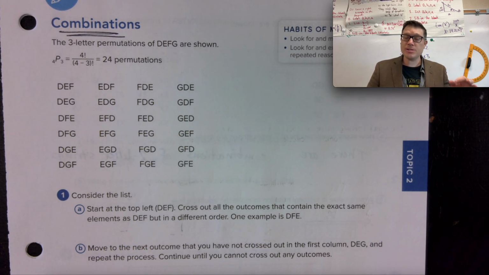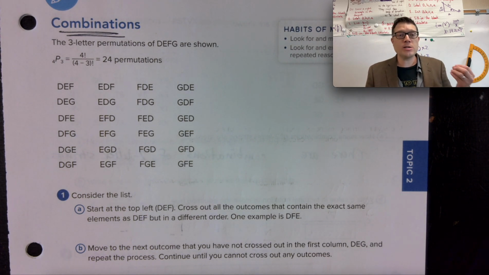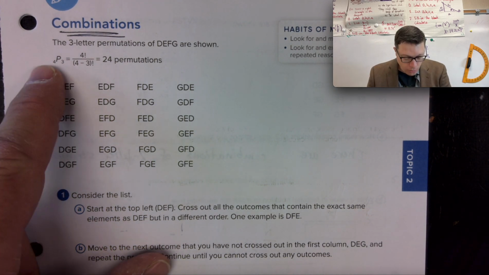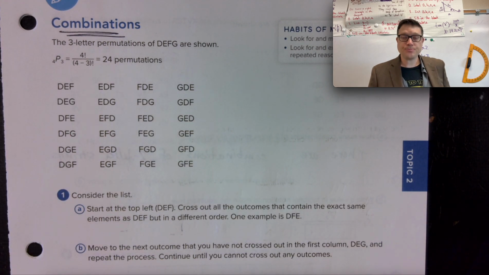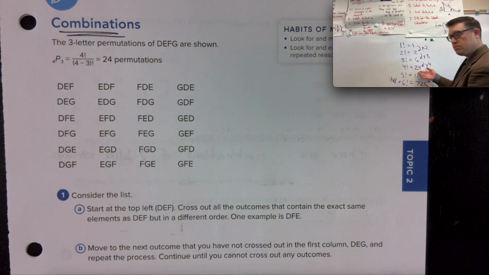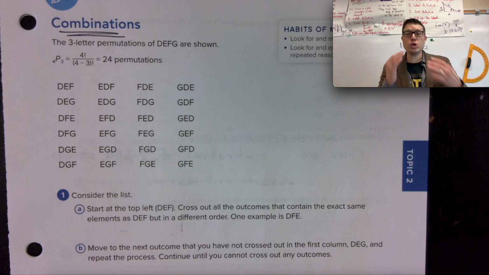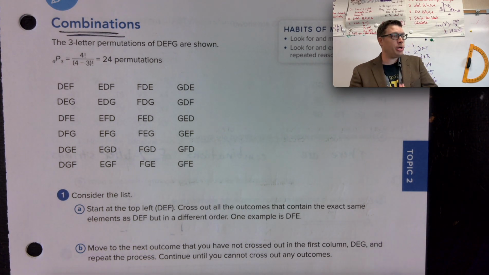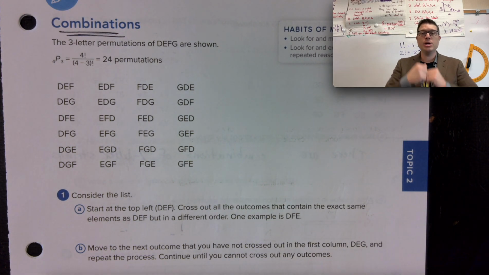So the formula for us from the previous lessons and the activity from this entire lesson was 4 factorial over 4 minus 3 factorial, which is 24. So there are 24 total ways to rearrange 4 things 3 ways uniquely.